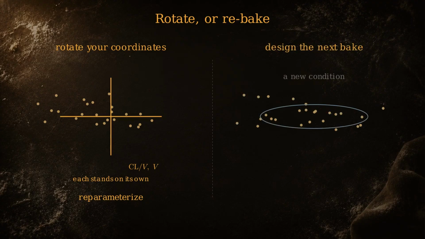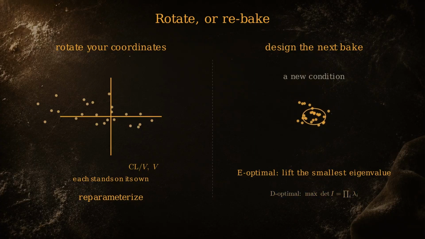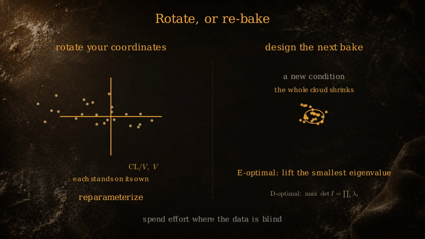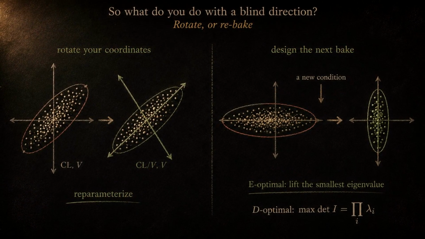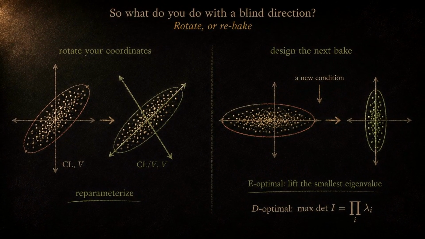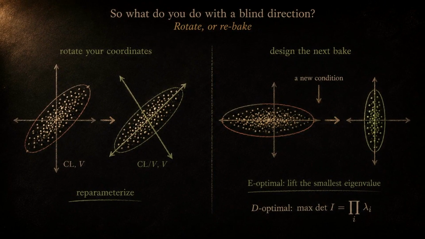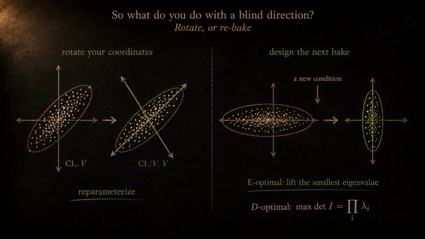The second move spends an experiment. You design the next bake to go straight at the blurriest direction. Push to make the smallest eigenvalue as large as you can. That's optimal design, sharpening the worst axis, or shrink the entire cloud at once by maximizing the product of all the eigenvalues, the determinant of the information matrix. Either way, you are doing exactly what the eigenvalues told you to do. Spend your effort where the data is blind, not where it can already see.